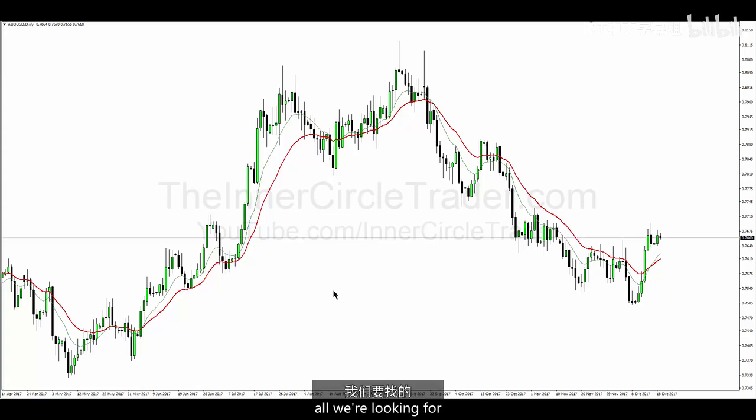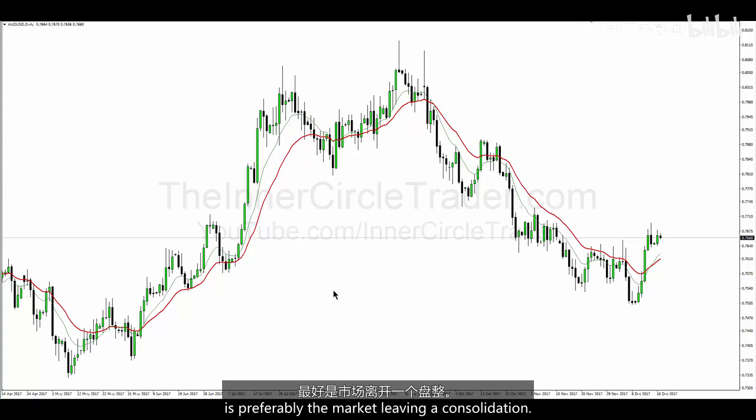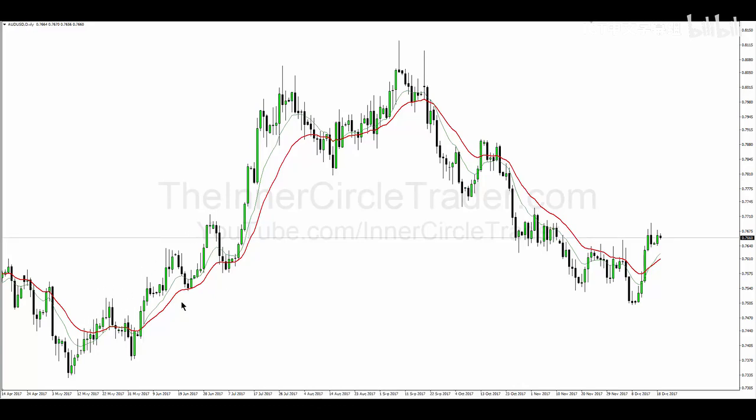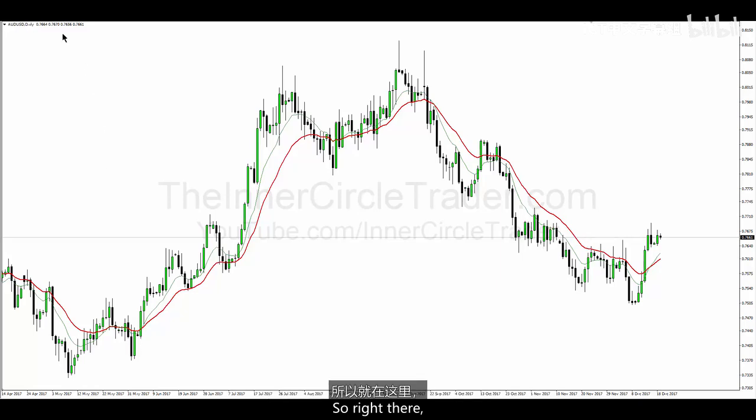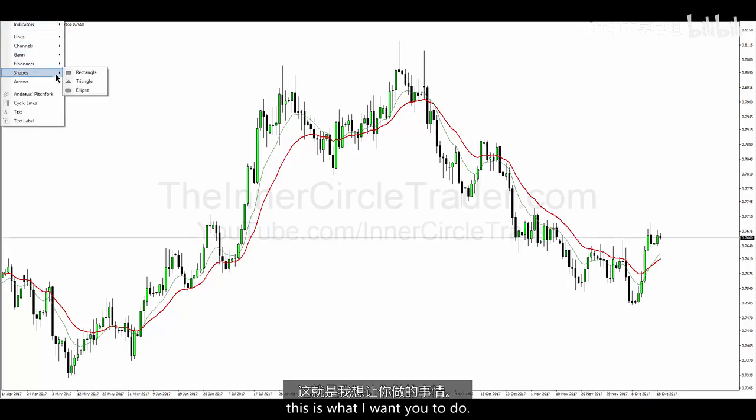Now on a daily chart, all we're looking for is preferably the market leaving a consolidation. I think everyone would agree that this is a consolidation here, and price has left the consolidation by breaking a swing high here, and also we have the crossover on the moving average. So right there, this is what I want you to do.